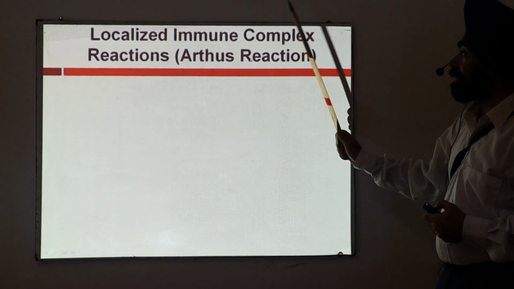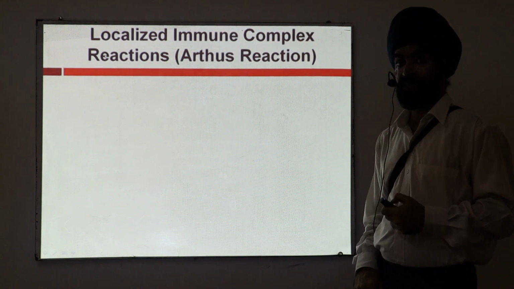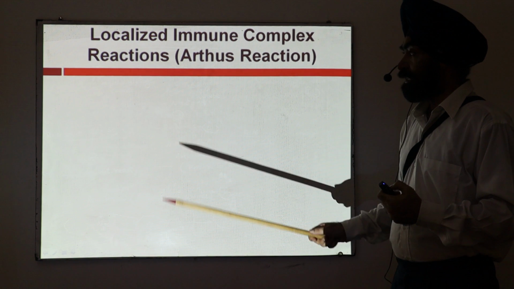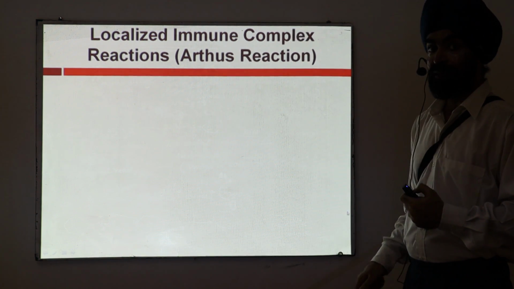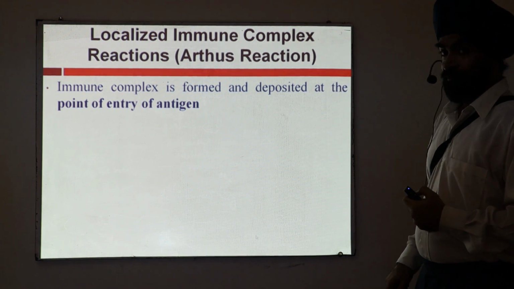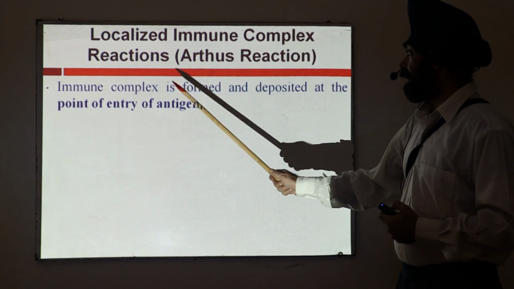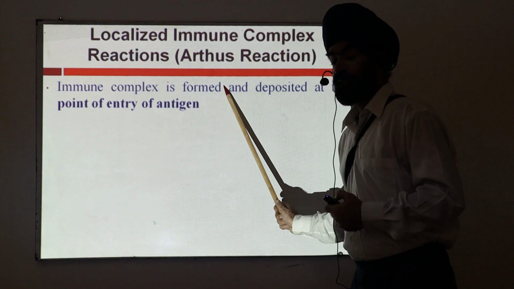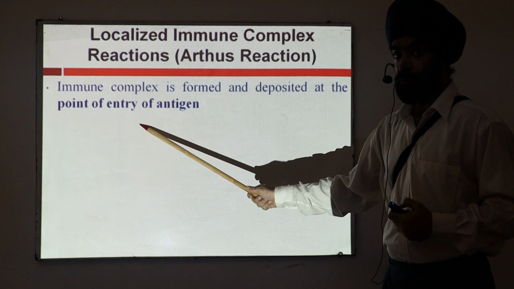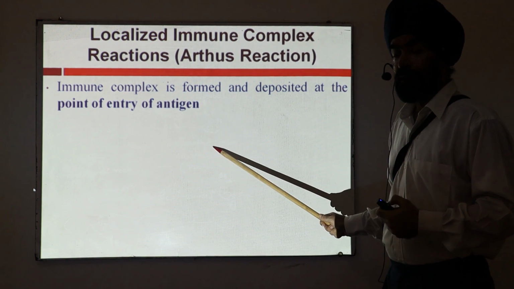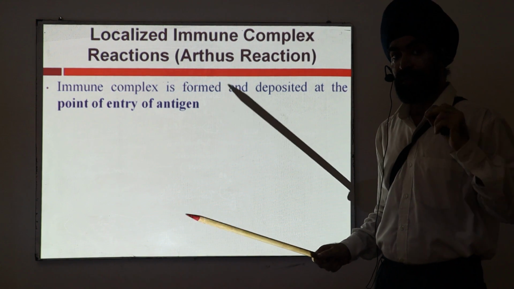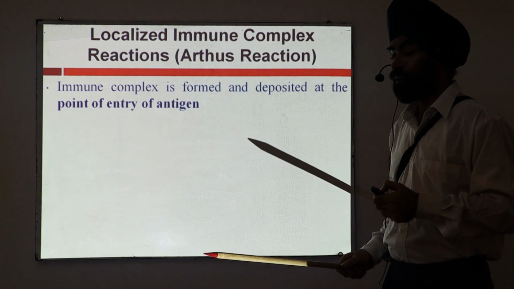Then we can have the localized form of the immune complex reaction, which is called Arthus reaction. So earlier I told serum sickness, this is the Arthus reaction. When will the Arthus reaction take place? Now, first I am telling the definition. When the immune complex is formed and deposited at the point of entry of antigen, so it is not going into the blood, but wherever it starts to enter inside the body, it will be deposited at that site.